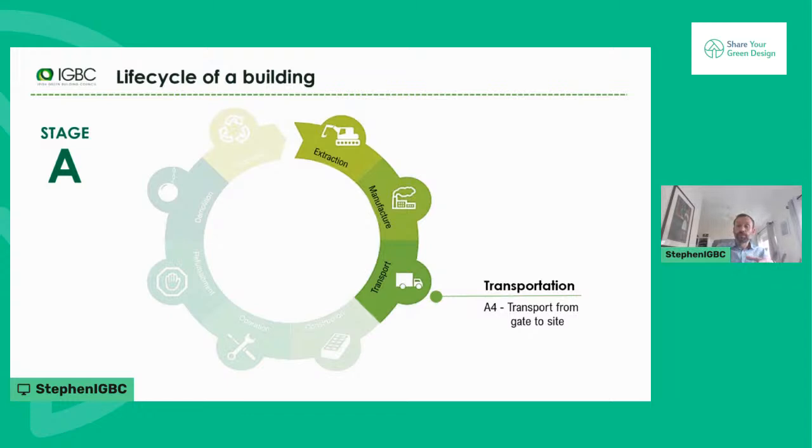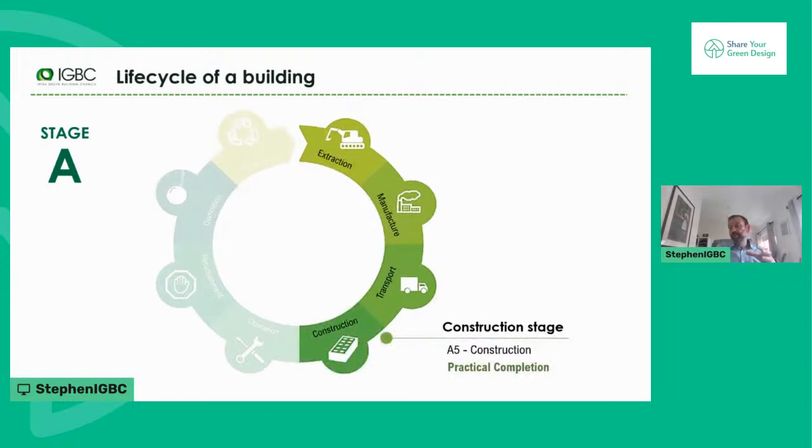A4 is the transport of those materials to your building site, and A5 is the construction process itself. So together, these 5 modules form the first stage, stage A, and an assessment carried out up to this point would be from cradle to practical completion or to building handover.